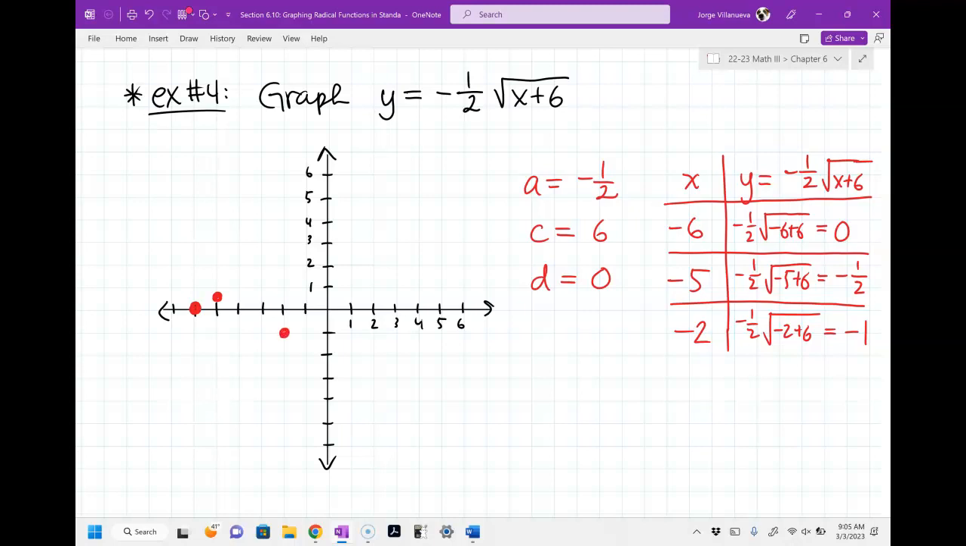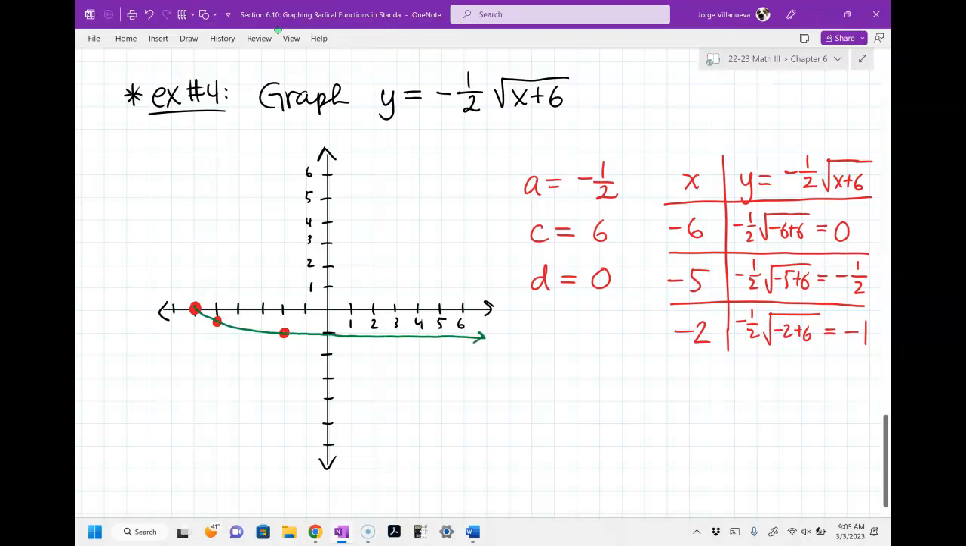Where did I mess up? The point at the half, right? I graphed it at positive half. What is it supposed to be? Negative half. I accidentally graphed it on top. It's supposed to be down here. All right, and now just connect your dots. So here you go.